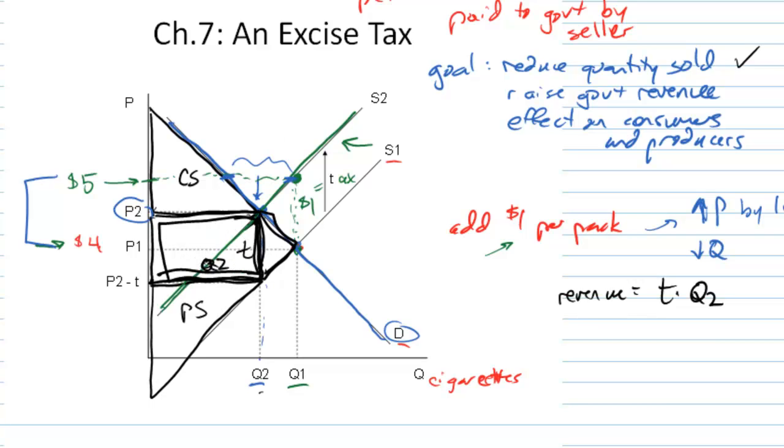Okay, the rest of this, we've seen this before. These are missed opportunity transactions. These should have happened, but they didn't, and we're losing both producer and consumer surplus from those. So that is deadweight loss.